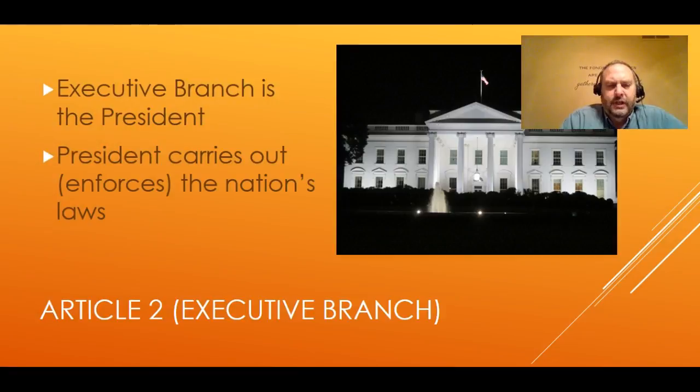Article 2 in the Constitution is about the executive branch, and the executive branch is all about the president. Here you have a picture of the White House. This is where the president both lives and works. His family also lives there too. The president's main job is to carry out or enforce the nation's laws.